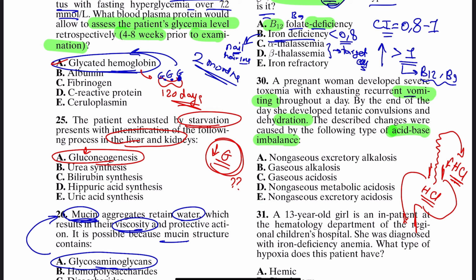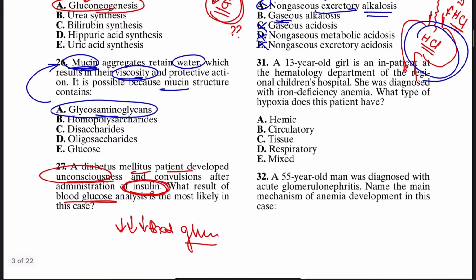So what will stay inside the body? Less acid, and the opposite of acid is alkaline. So we will have alkalosis. So all the acidosis answers you should exclude. Is it gaseous or non-gaseous? Here the problem is because of vomiting, so it's not because of any gases, not because of respiratory problems. So it's non-gaseous, excretory alkalosis because of losing hydrochloric acid.